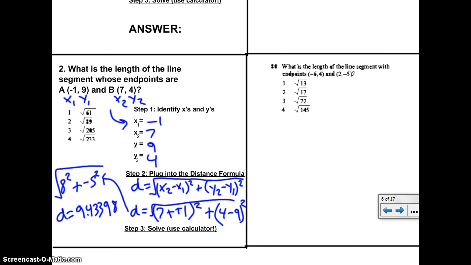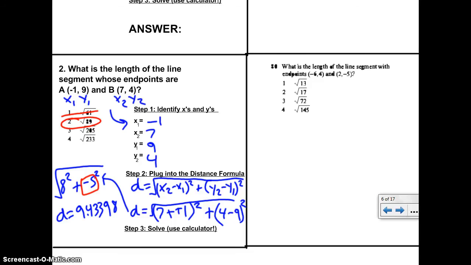And oh, one thing I forgot to mention. You see this -5 right here? When you put this in your calculator, make sure you put that -5 in parentheses before you square it, just to keep the sign the same. So here, we'll do square root of 61, and that gives us 7.8 something. That's no good. Let's do square root of 89. That gives us 9.43398. So our answer is number 2.